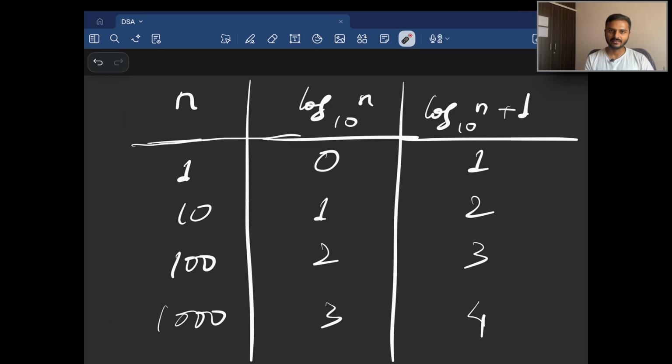But what about the cases when n is not 1 or 10 or 100 or 1000 or any power of 10? It is something else. For example, let's say I take a number between 10 and 100, right?